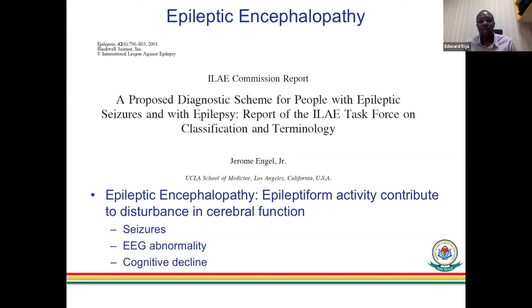This was defined as a condition in which the epileptiform activity contributed to the disturbance in cerebral function. And in this paper, they highlighted three key features which contributed to epileptic encephalopathies: one, seizures; two, EEG abnormality; and third, cognitive decline.